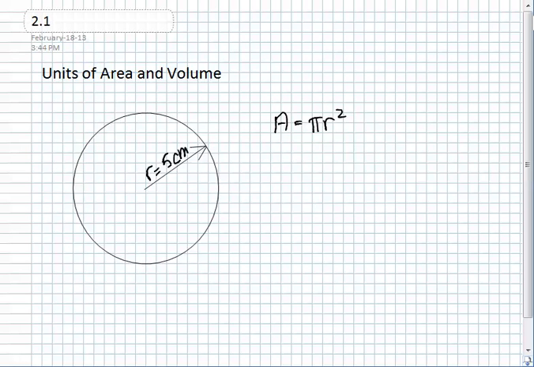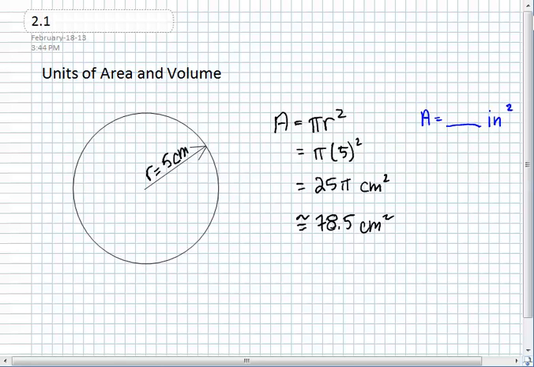Area is equal to pi times r squared, and therefore the area is 25 times pi. Or if you want to work out an approximation with the decimal, you get about 78.5. And of course, the units are centimeters squared, because it's 5 centimeters times 5 centimeters. Now, if I asked you for the area in square inches, you could not just do a simple conversion. You have to do the square conversion. Let me show you what I mean.